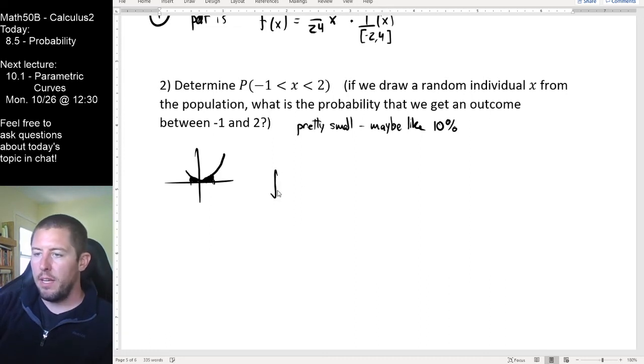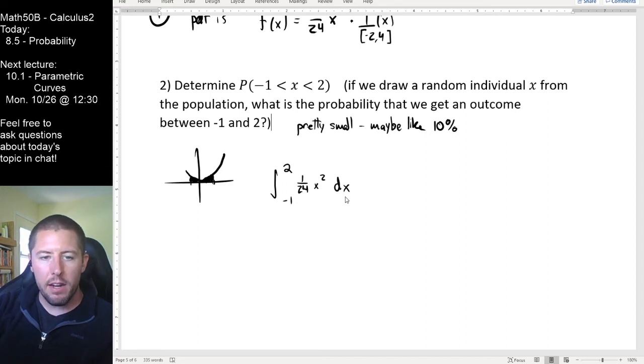To determine this probability, it's going to be real easy for us here. We're just going to integrate from -1 to 2. The probability is equal to the area under the curve, and that's great news for the fact that you know integration. So I'm going to take my 1/24 x squared. That's my probability distribution function. We're not looking for expected value, by the way. There is no times x in here. We multiply the PDF times x and integrate if we're looking for the expected value. Here I'm trying to compute a probability. So the probability is equal to the area underneath the curve.